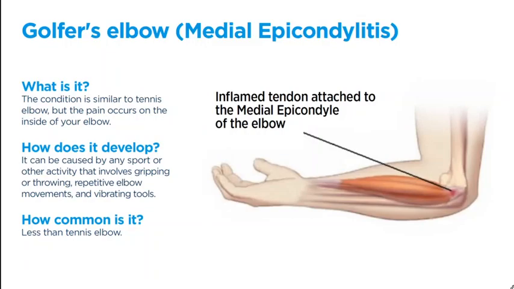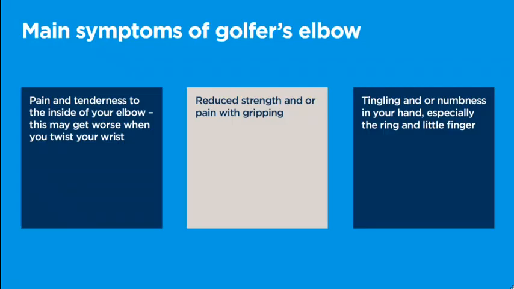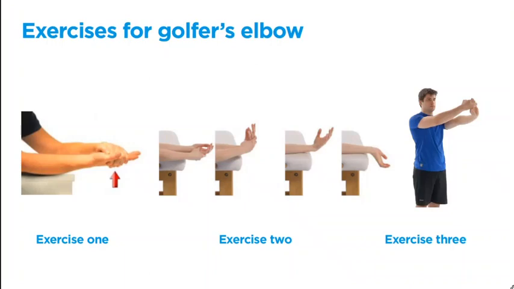The main symptoms with golfer's elbow are pain and tenderness on the inside of the elbow, and sometimes a reduction in grip strength of the hand. Oftentimes, tingling and numbness may occur into the ring and little finger. Exercises for golfer's elbow are slightly different to those for tennis elbow, with the palm facing upwards instead of downwards. Let's go through 3 specific exercises to help with the symptoms of golfer's elbow.